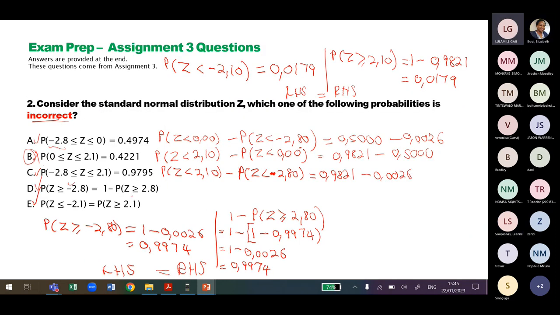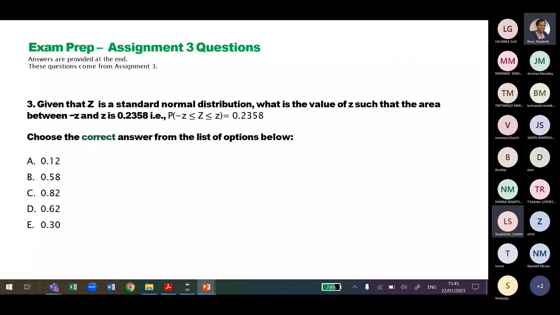Okay, so let's look at question three. It says, given that Z is a standard normal distribution, what is the value of Z such that the area between your negative Z value and your positive Z value is 0.2358. That is the probability of Z lying between two values.